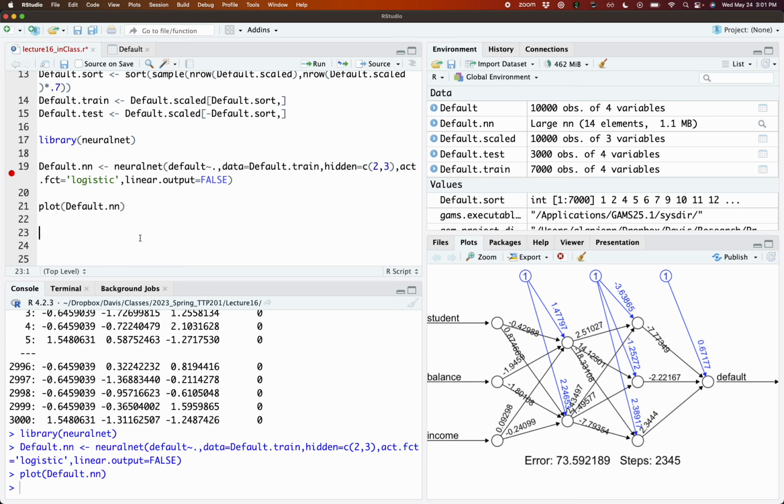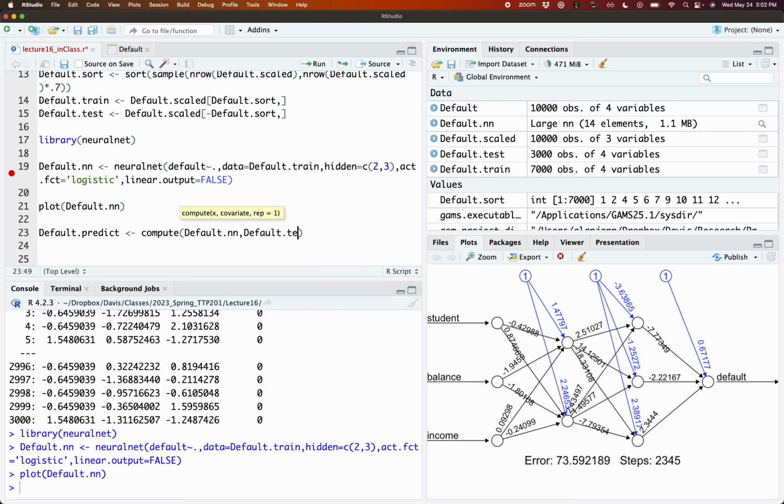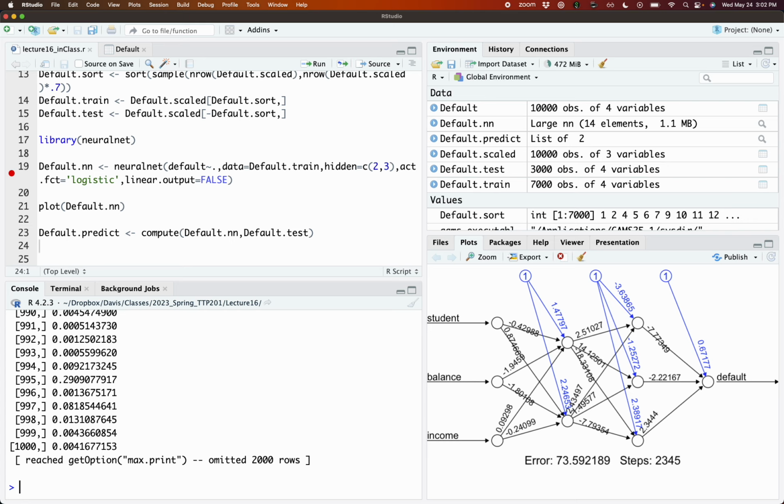Okay, so we can use a function called compute, which is the same thing as predict, but for neural networks. They use compute. So if I go ahead and run this, it will give your predicted values. And we were doing logistic transformations, so these predictions represent the probability of your outcome, so the probability of defaulting. Okay?